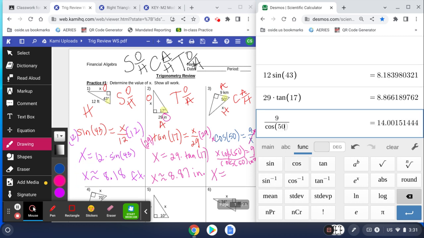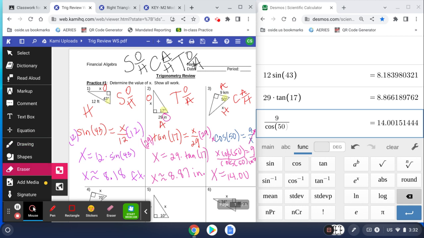And we get 14.00. Because it's still rounded, I am cutting off some numbers there. We still need to use the approximation symbol, even though it looks like it's just 14 flat. But we're rounding to 14.00 on this one. And my units are kilometers.